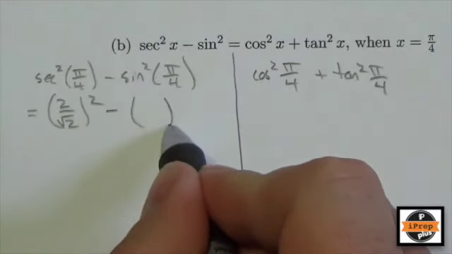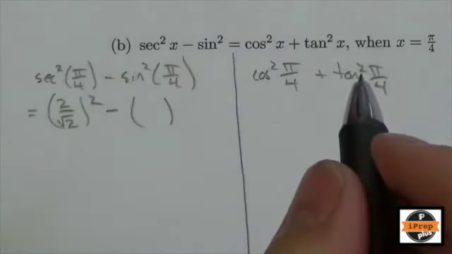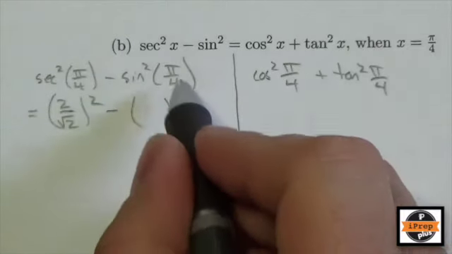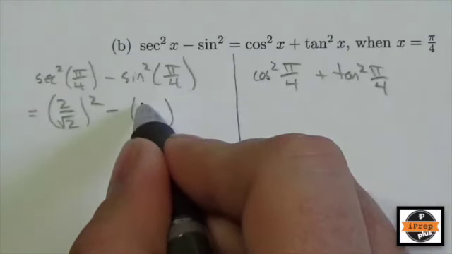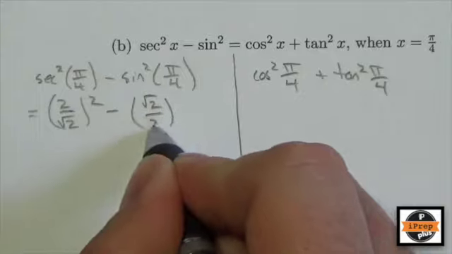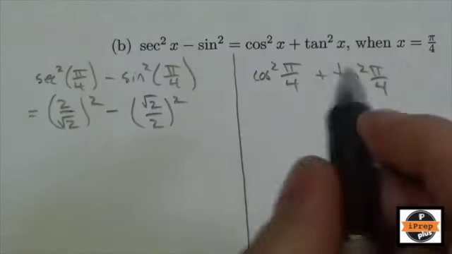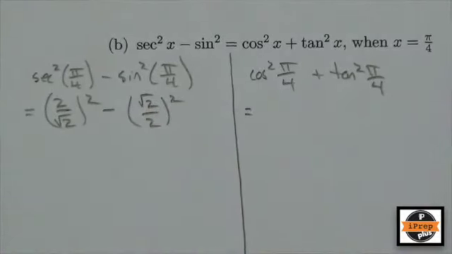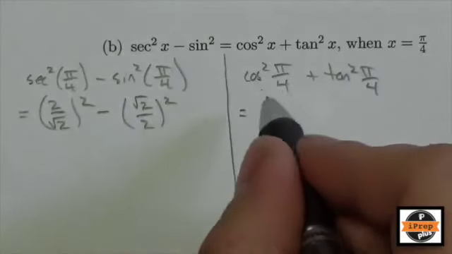The sine of pi over 4 is the same as the cosine of pi over 4. That's what's interesting about 45 degrees or pi over 4. So this is going to be root 2 over 2, and that'll be squared. On the right-hand side, well, we've already addressed this. The cosine of pi over 4 is root 2 over 2.